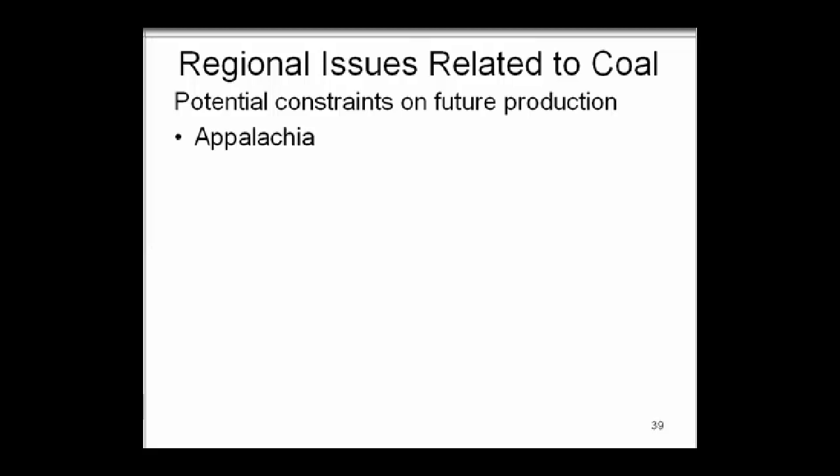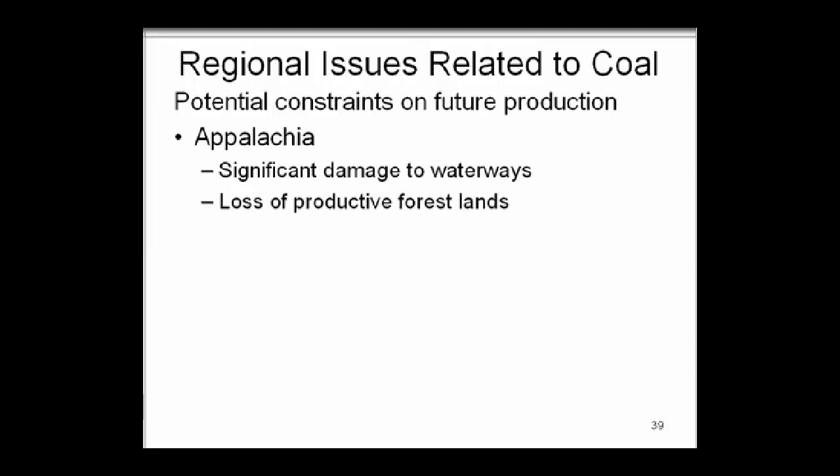In Appalachia, for example, the mountaintop removal is causing significant damage to waterways, flooding, sediment buildup, and degradation of water quality. It's also of concern because it does constitute a loss of productive forest land, which is a much more renewable resource from the standpoint of providing jobs, local employment to economically disadvantaged rural parts of Kentucky, West Virginia, and adjoining states.